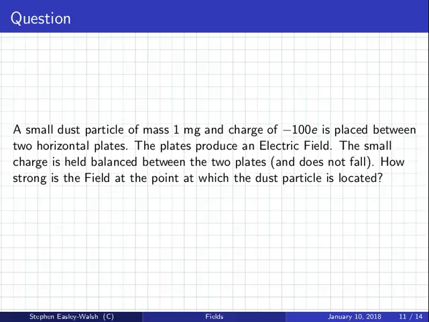Got an answer, Wookie? Yeah? 6.12 times 10 to the 14. Are you sure? Yeah. Are you very sure? 100%. Oh, it'd be funny if you're wrong.